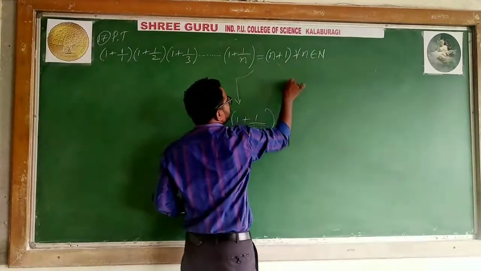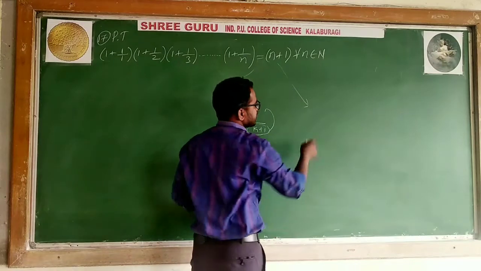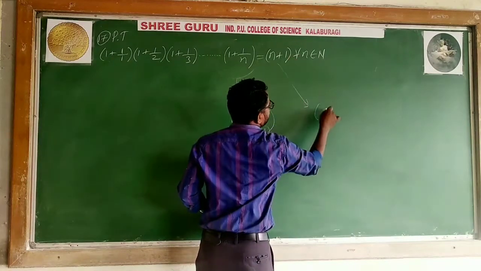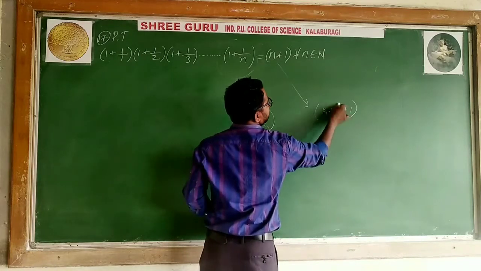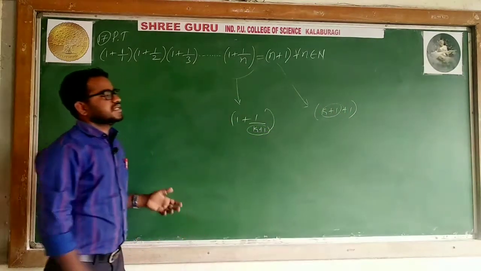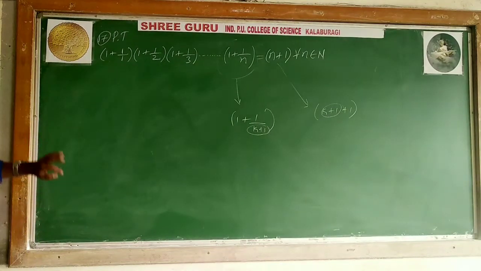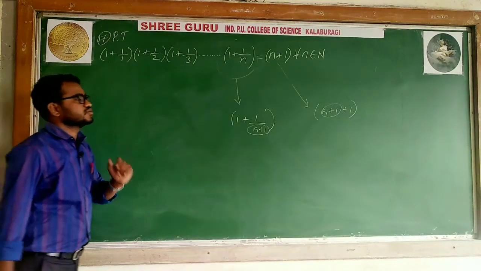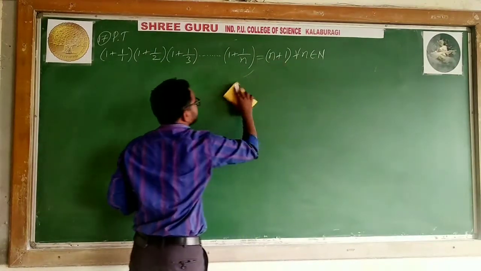What do we need to prove? In place of n, we need to prove for k plus 1. So what you need to prove is k plus 1. It's very simple, I think you can try. Now you can try this. I will solve this, and while I solve it, you have to follow or solve it yourself. Okay? As usual procedure.